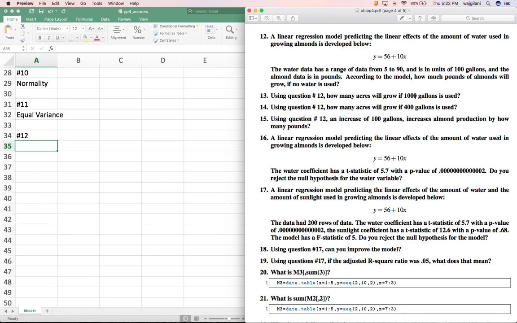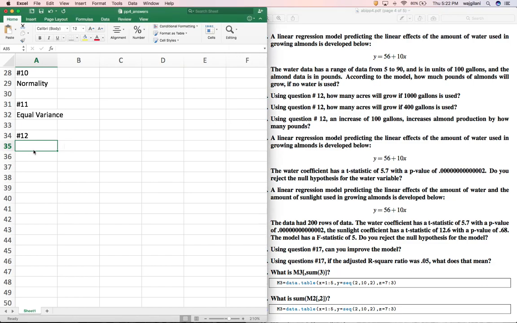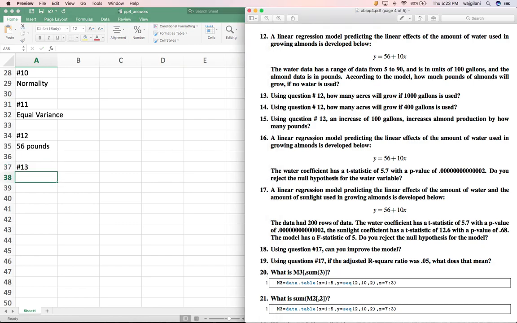I take that number 10, and I plug it into my model. So it becomes 10 times 10, which is 100. 100 plus 56 is 156. Oh, sorry, for number 12, I didn't put the answer down. Answer is 56 pounds. And number 13. How many pounds, this is a typo again, how many pounds will grow if there's 1,000 gallons used? 10 by 10, 156 pounds. It's going to be 156 pounds.